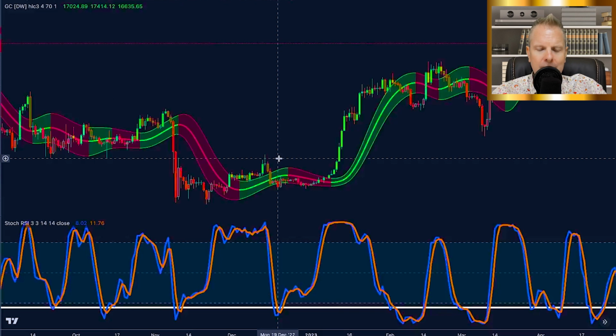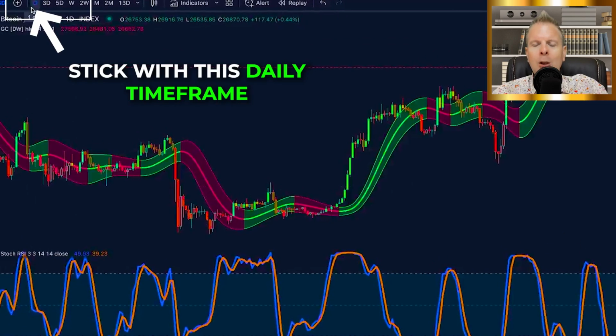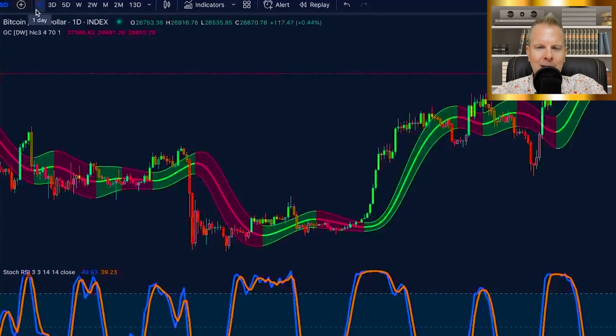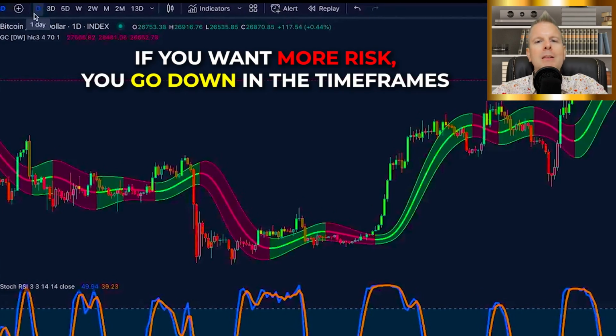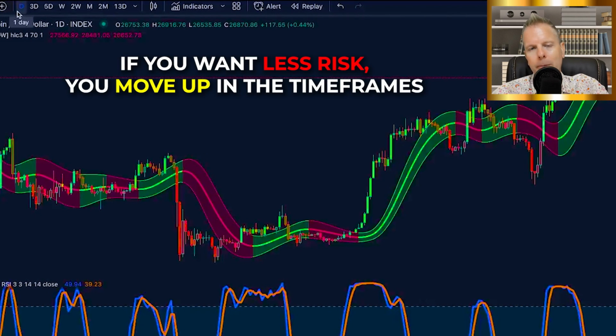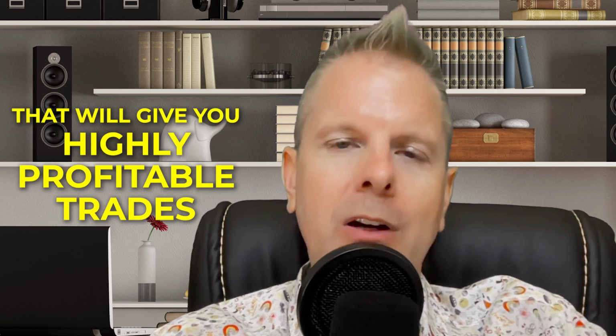What I suggest, if you're relatively new to trading, is you stick with this daily time frame, you master the daily time frame, and then you understand where your personality is. If you want more risk, you go down in the time frames. If you want less risk and less false signals, you move up in the time frames, and then you can adjust from there. But that is the strategy that will give you highly profitable trades very consistently, without the stress, without the agony.